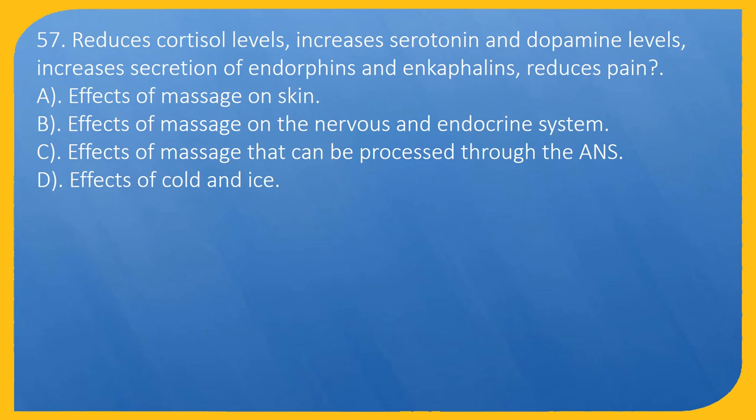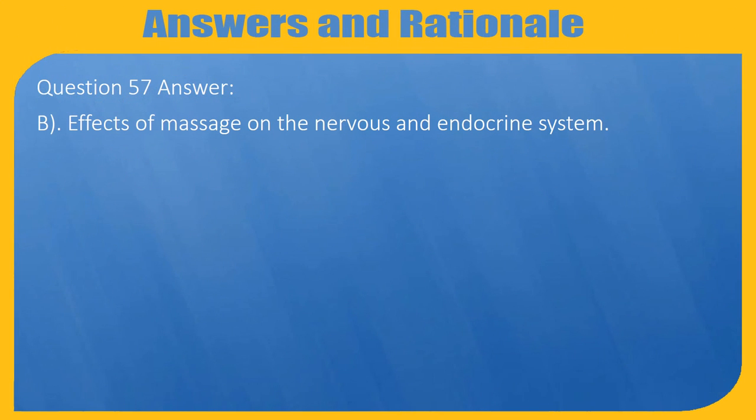Question 57. Reduces cortisol levels, increases serotonin and dopamine levels, increases secretion of endorphins and enkephalins, reduces pain. A. Effects of massage on skin. B. Effects of massage on the nervous and endocrine system. C. Effects of massage that can be processed through the anus. D. Effects of cold and ice. Question 57. Answer B. Effects of massage on the nervous and endocrine system.